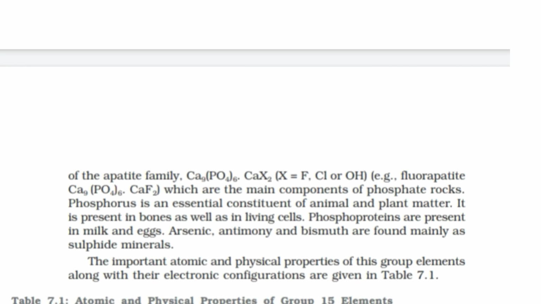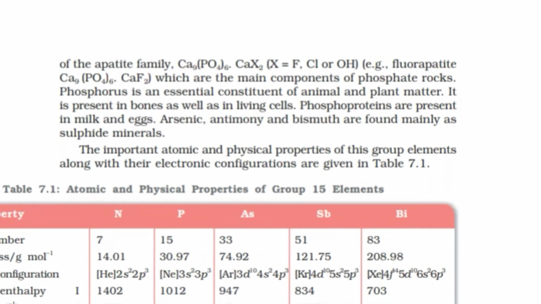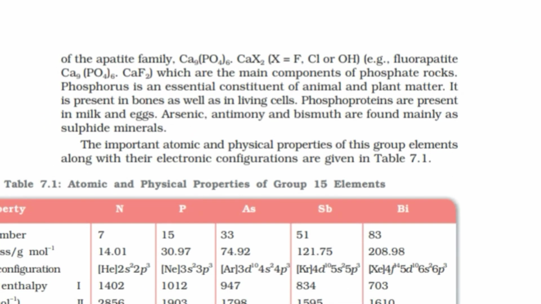Phosphorus occurs in minerals of the apatite family, Ca9(PO4)6·CaX2, where X can be fluorine, chlorine, or OH. For example, fluorapatite, Ca9(PO4)6·CaF2, which are the main components of phosphate rocks.